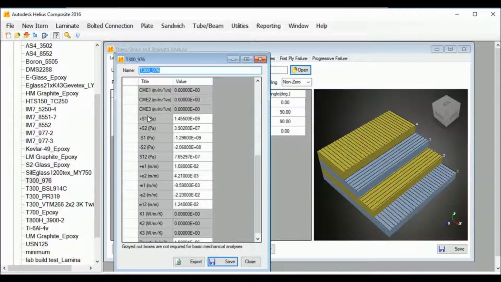This number is the fibre direction tensile strength. This is the transverse tensile strength. These two are compressive strengths in the 1 and 2 directions, and this is the in-plane shear strength.